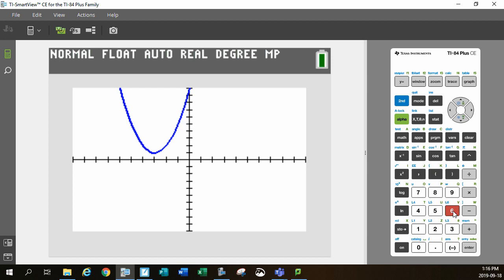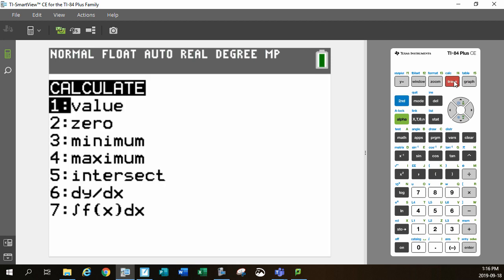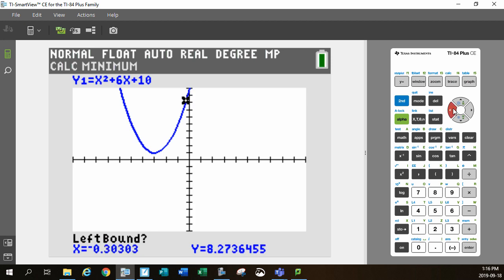Now we have to figure out the vertex. So you go to your second, then calc, which is on your trace button, and you find the minimum. There's number 3. Move this over so that you have the left bound, because that's what it's asking for first. There's the left bound, hit enter. Then go over to the right bound, hit enter. And then of course, yes. And there's the silliness of this calculator. Look at that, minus 2.999999999.